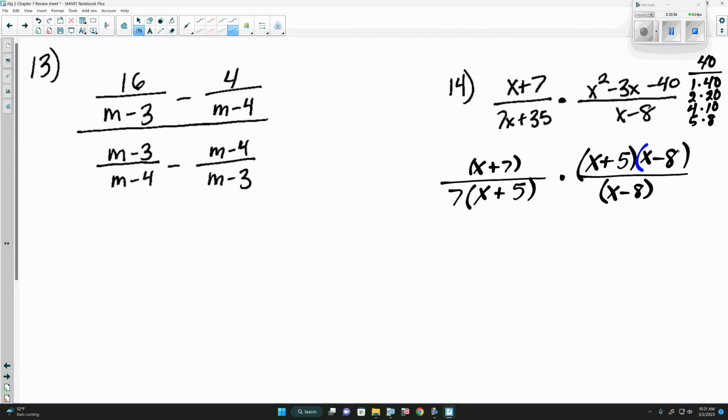But with this setup, we know the x minus 8 and x minus 8 will cancel out. And when we multiply, we know that the x plus 5 and x plus 5 will cancel out, leaving us with x plus 7 over 7. And again, we think of the x plus 7 as a single term. Addition, subtraction, bonds them together. They're stuck together. Multiplication, a little more fluid.